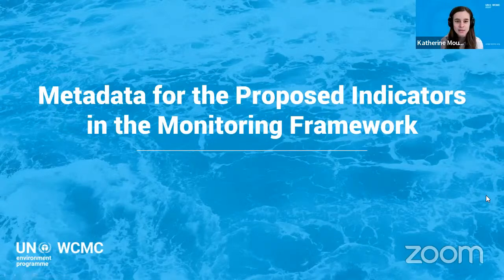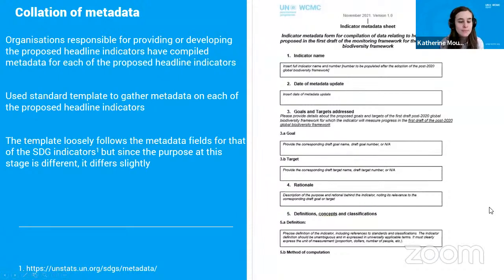I'm going to give a brief overview of the metadata exercise we've been doing for the proposed indicators in the monitoring framework. So we have been collating data for the headline indicators. We've created a standardized template, which you can see on the right, and we sent this template out to organizations responsible for providing or developing the proposed headline indicators. This template is loosely based on the one done for the SDG indicators, but it's a little bit different.